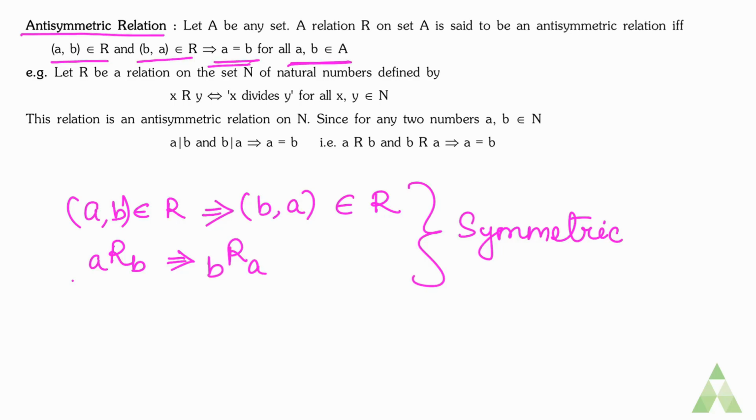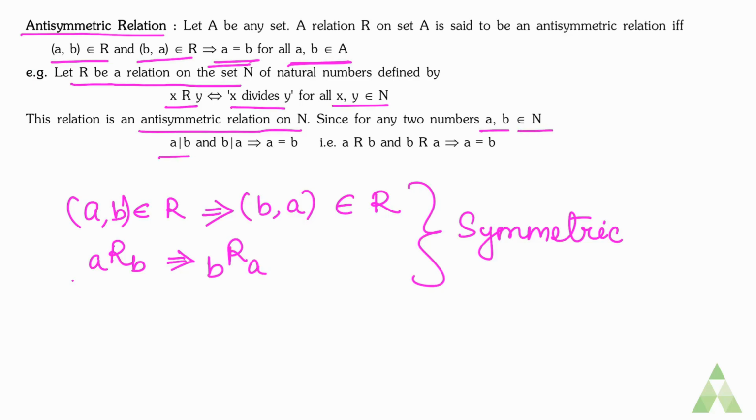तमने सबु A B capital A set ra elements heithibe. For example, let R be a relation on the set N of natural numbers defined by x in relation with y implies that x divides y for all x, y belongs to N. This relation is an anti-symmetric relation on N since for any two numbers A, B belongs to N.